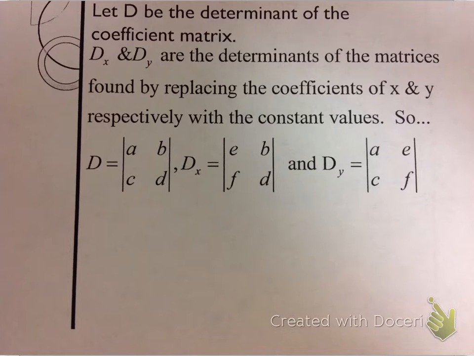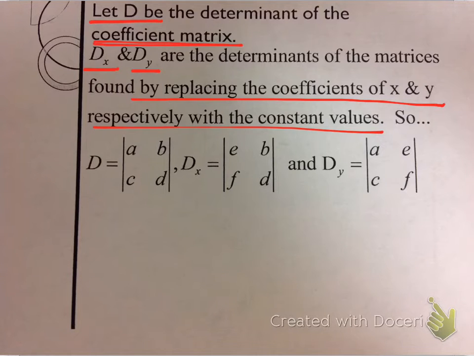Okay, so what we're going to do is we're going to find three determinants. Capital D by itself is the determinant of that coefficient matrix that we are going to set up. Now I want you to notice there's two additional determinants. Here's the determinant for x and the determinant for y. And it says here, replace the coefficients of x and y with the constant values.